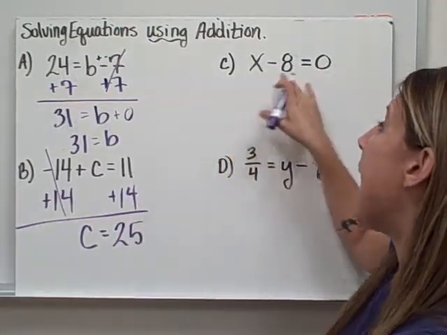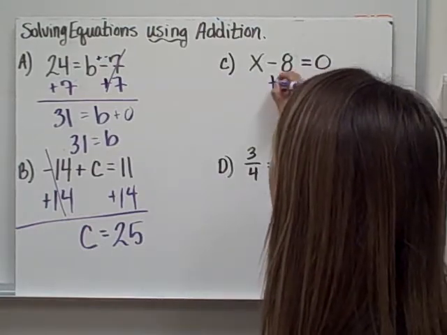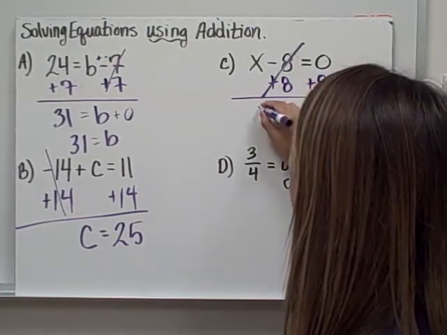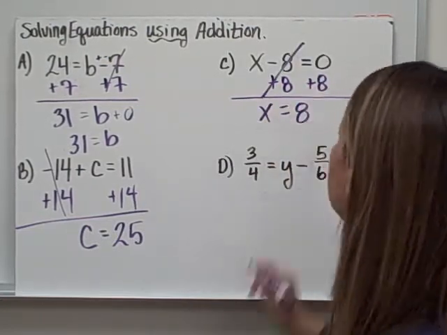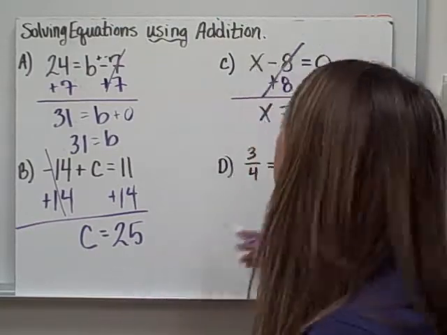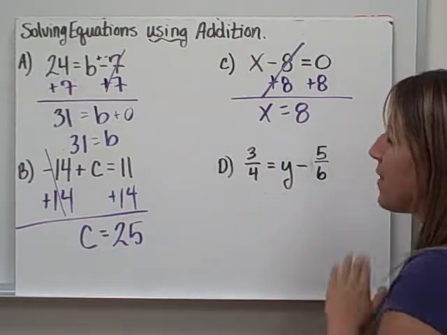In example C, x minus 8 equals 0. Well, the opposite of subtraction is addition, so I'm going to add 8 to both sides. So then x equals 8. And does that make sense? Does 8 minus 8 equal 0? Of course it does. And then example D, 3/4 equals y minus 5/6.